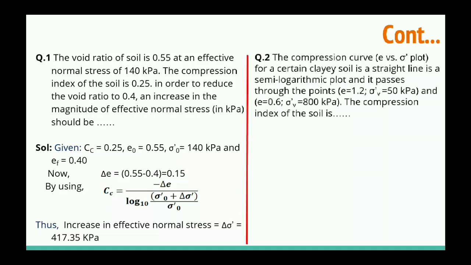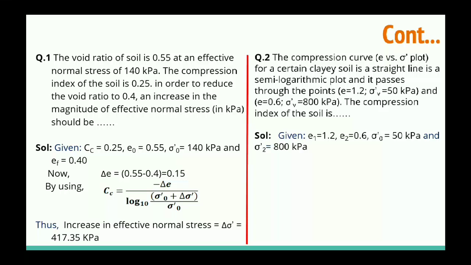The second question: the compression curve, e versus sigma dash, plot for a certain clayey soil is a straight line. Since the question says straight line, we can use the formula for Cc, because that formula is valid for a linear curve. It passes through the point e equal to 1.2 at sigma dash of 50 kilopascal, and e equal to 0.6, and we need the compression index of the soil.